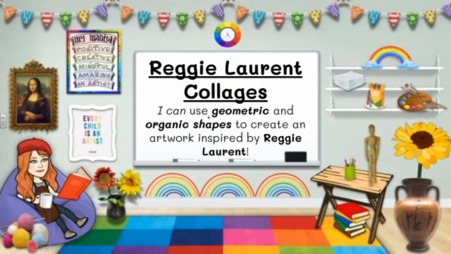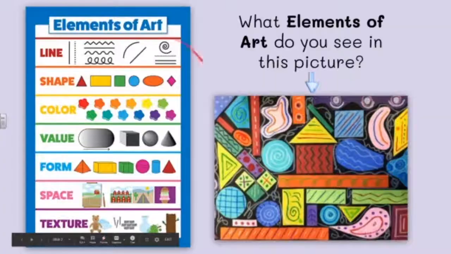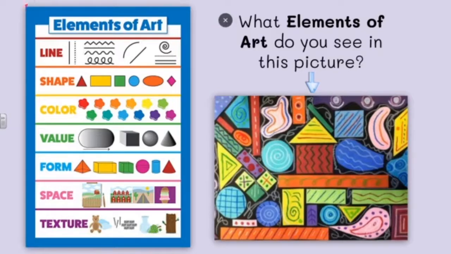Okay, so for this project, we are going to be focusing on geometric and organic shapes, and we are going to learn about the artist Reggie Laurent. In our first project, we learned about the elements of art. The elements of art are basically an artist's tools to create a work of art. Without these 7 things: line, shape, color, value, form, space, and texture, art, my friends, would not exist. It would just be a blank piece of paper.